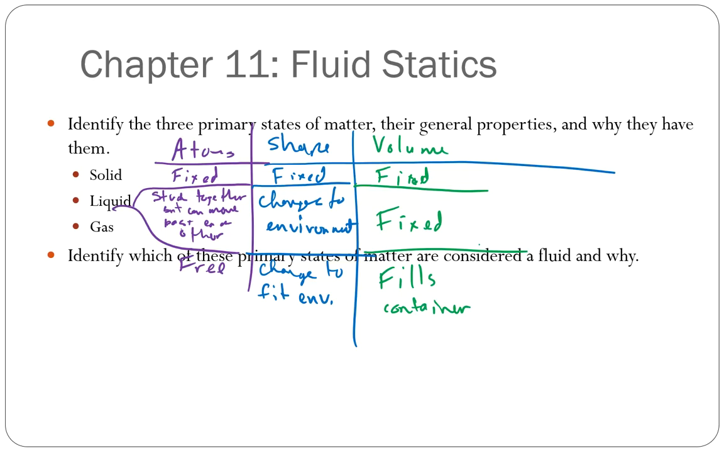Which ones are fluids? Liquid and gas. Why? What makes them fluids? Because they change to the environment. They can flow. Anything that can flow is a fluid. And we talked about, don't get confused, don't start saying, oh, because glass can flow over the course of millions of years, it's a liquid. That's kind of nonsense that people say.